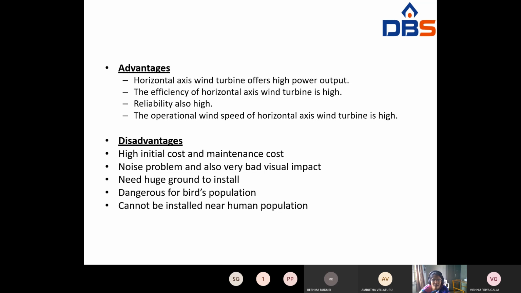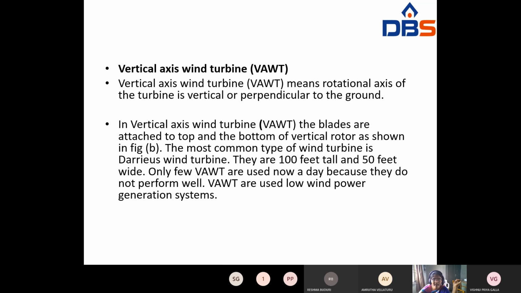Disadvantages: high initial cost and maintenance cost. The initial cost, the first purchase, is high, and the maintenance cost is also high. Noise problem and also a bad visual impact. It needs huge ground to install, so to install a horizontal axis wind turbine you require a large amount of space. It is dangerous for the bird population. Whenever these blades rotate, if birds are sitting on the blades, they can be harmed. That's why it is dangerous for birds, and it cannot be installed near human population.